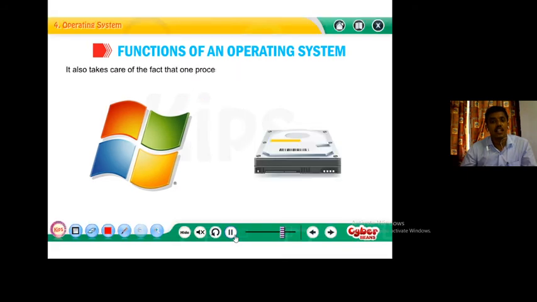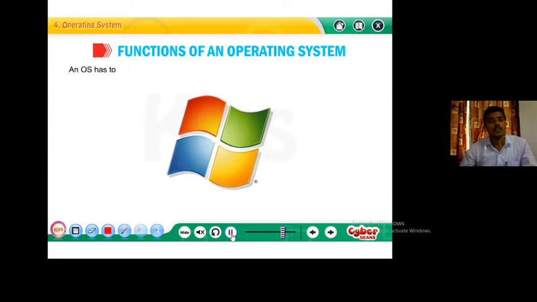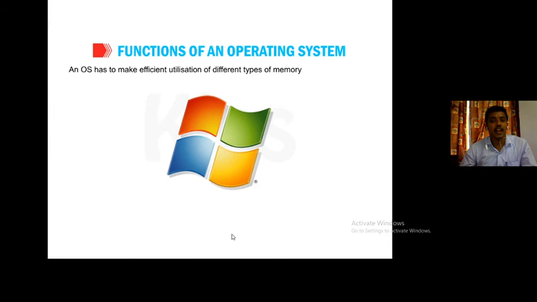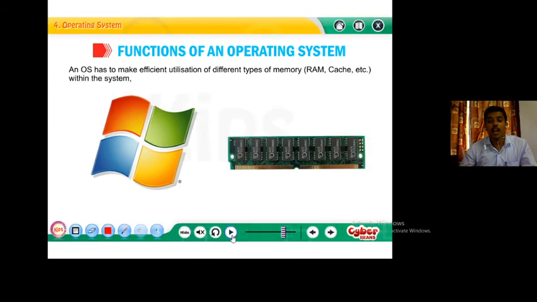It will also take care of the fact that one process should not consume the memory allocated to another process. An operating system has to make efficient utilization of different types of memory, RAM, cache memory, etc. These things were discussed in the types of memory, in the basic organization of the computer. So an operating system makes efficient utilization of these types of memory.